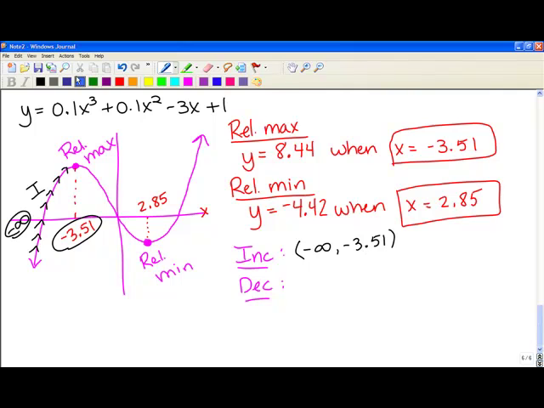Now let's look at the next part. After this point, the function is going down, so it's decreasing from point to point. Okay, so it's decreasing from the same value, negative 3.51, and then it goes down to this point, which is at 2.85. So I'm going to write these down, negative 3.51 over to 2.85 is decreasing.